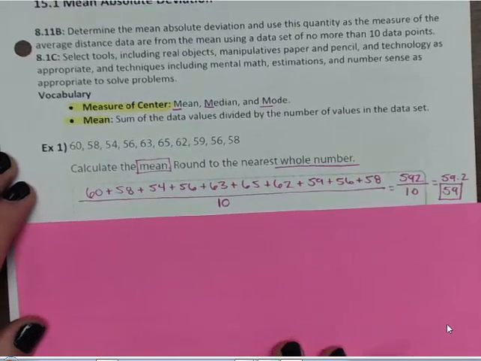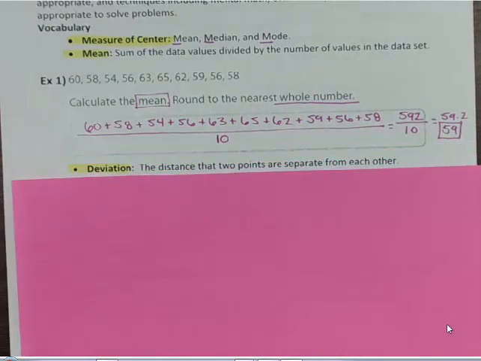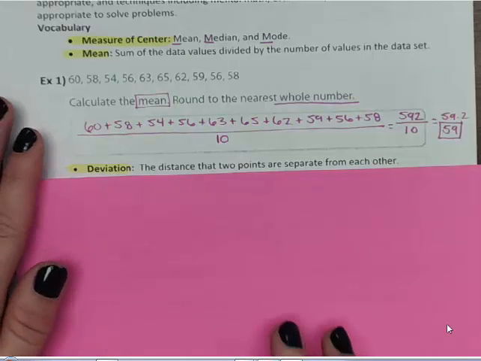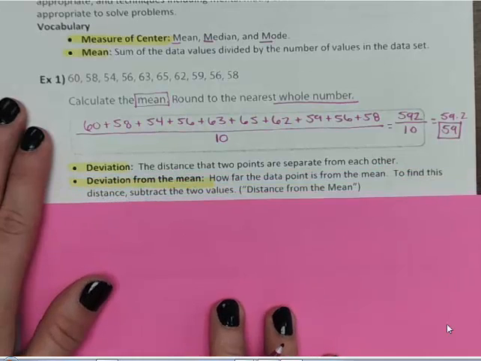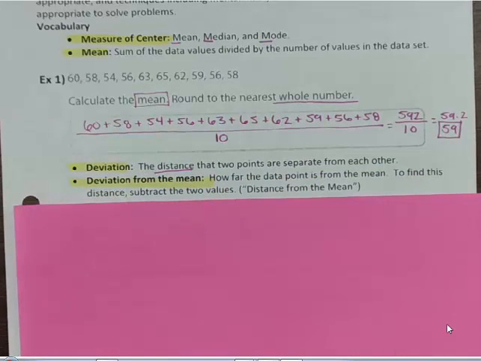Okay, some more vocab that's really important is deviation. Deviation is just another word for the distance that two points are separated from each other. Now, what this actual TEK is all about is our deviation from the mean. So again, deviation, I always think of just the word distance. Deviation from the mean is how far a data point is from the mean, and to find that distance we're going to subtract the two values. So it's really just distance from the mean.